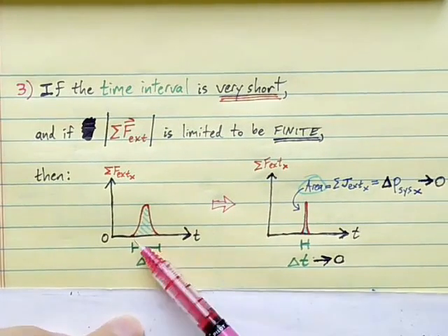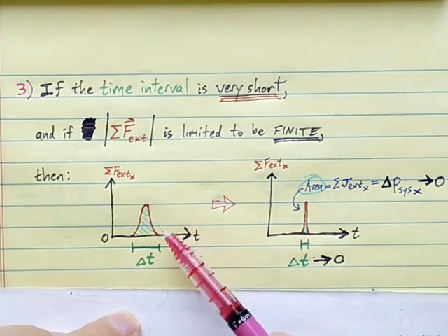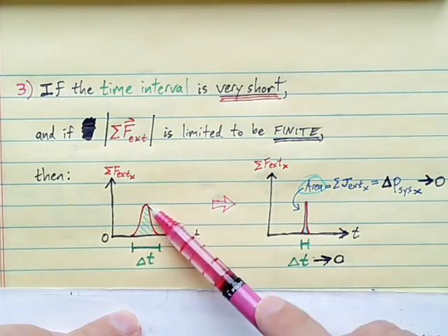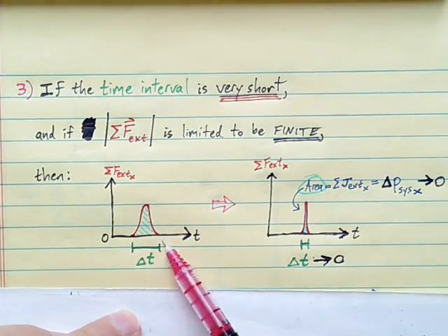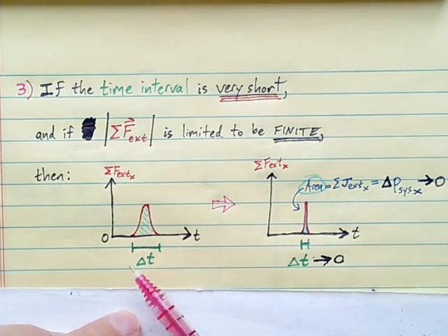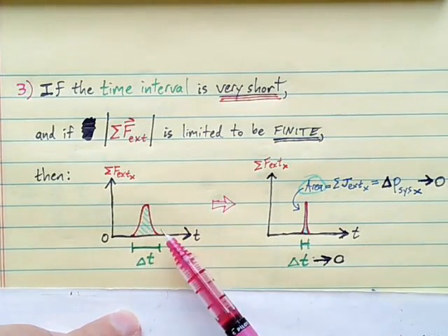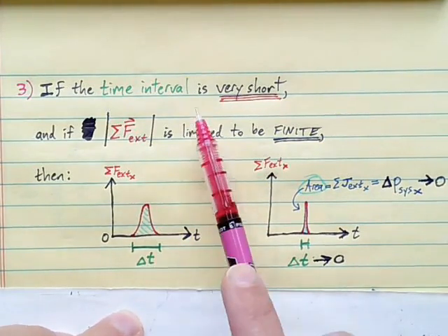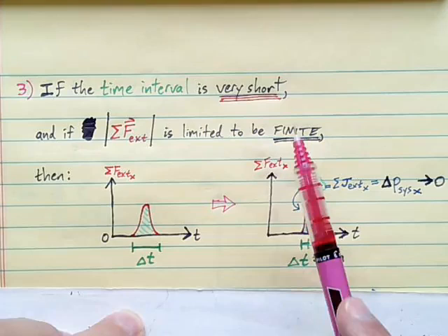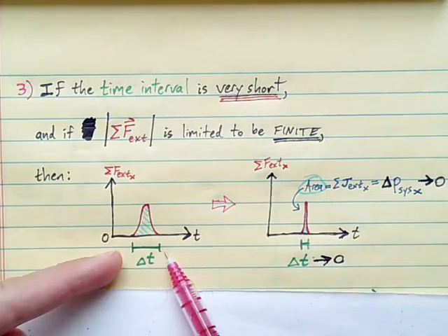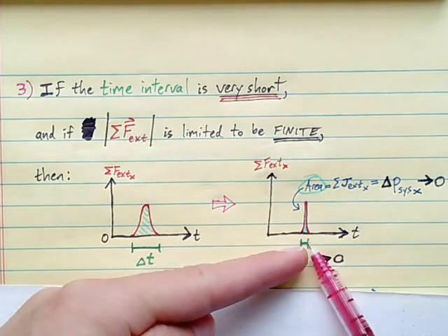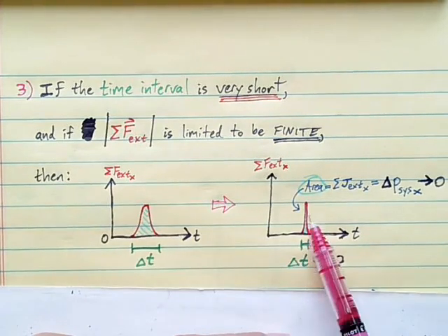Say for a typical collision, let's imagine a collision here between two objects. We would have a brief external force that increased to a maximum and then decreased, and so that would be our duration of this collision here, and the area under that curve would represent our impulse. So that area would represent the change in momentum. But if the interval was very short, if the collision was brief, if delta t shrank down to 0, then that area shrinks as well.